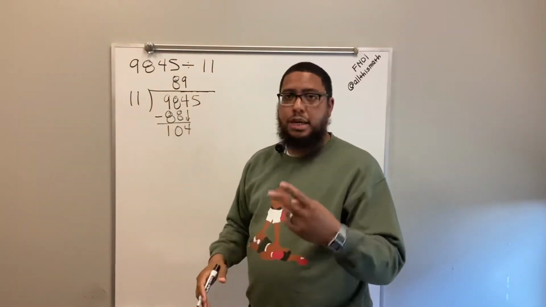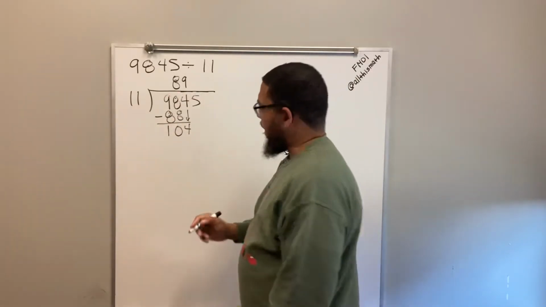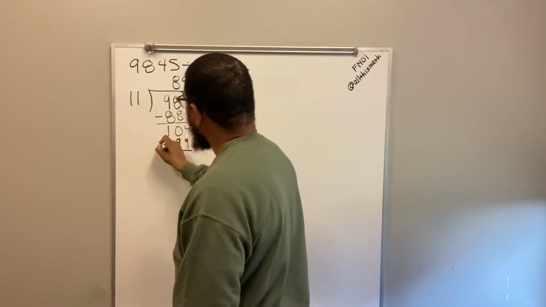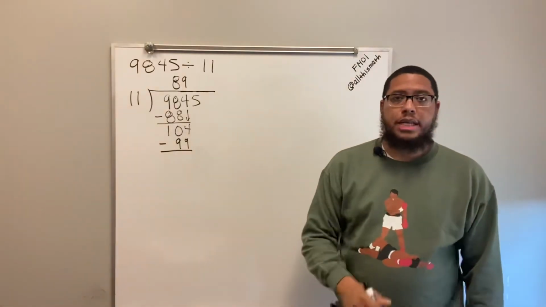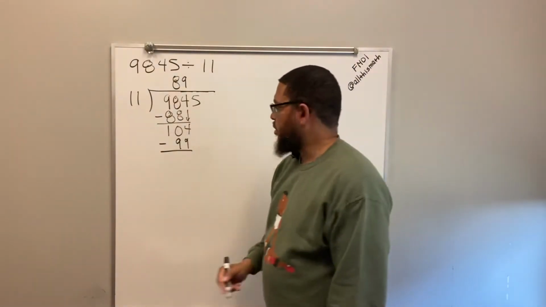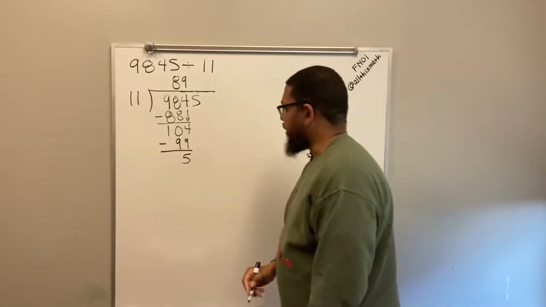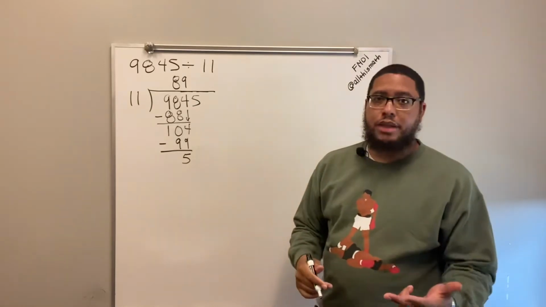Now we do the second step, the multiplication step. 11 times 9 is 99. So I'm going to take the 99 and write it under the 104, like that. And then I'm going to subtract again. 104 minus 99 is 5. Boom. I got that. So now I did my division, multiplication, and subtraction again.